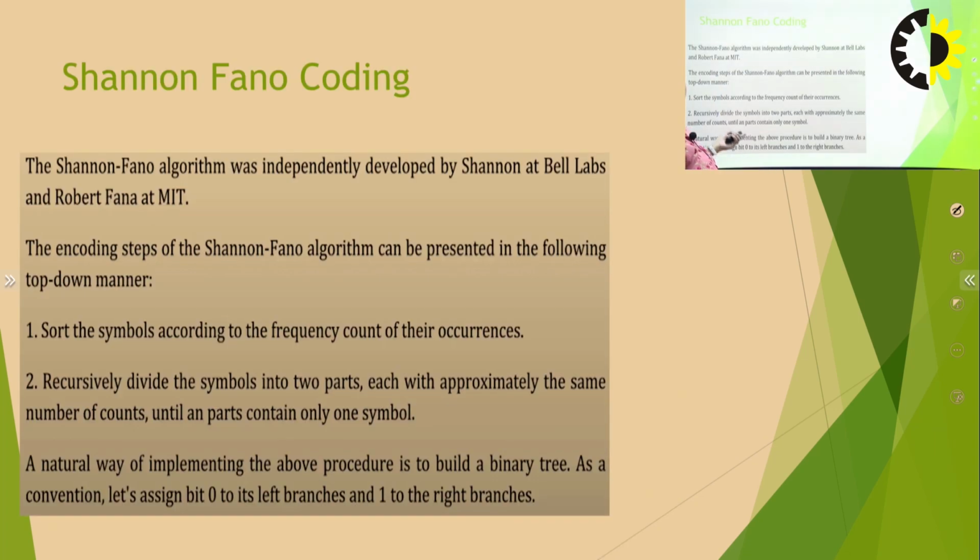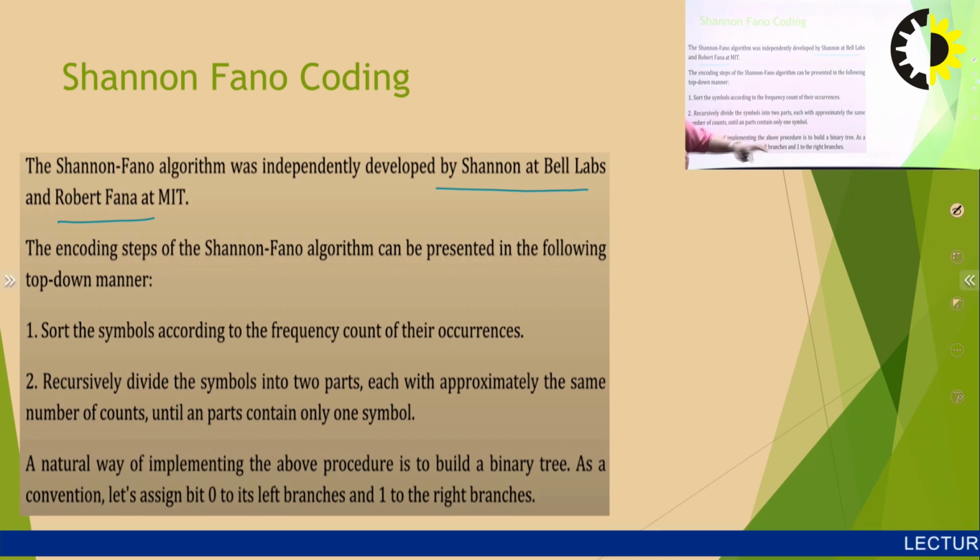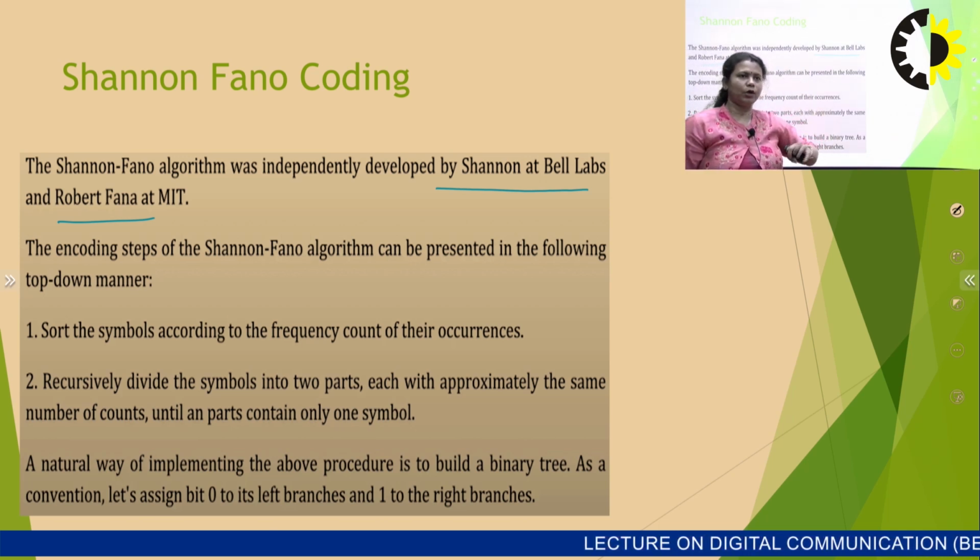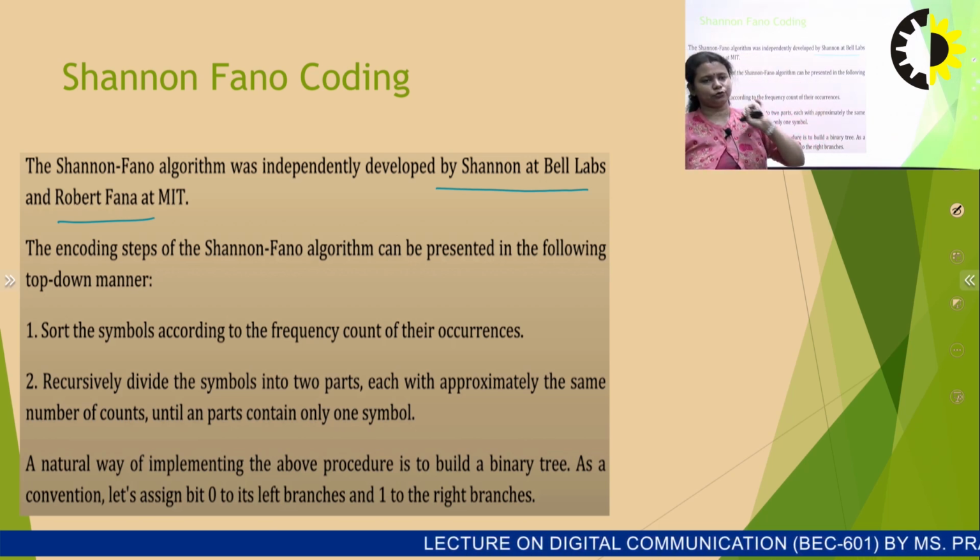So then another method is Shannon-Fano coding. This is also a source encoding method, and it is also used for data compression. It was developed by Shannon at Bell Labs and Robert Fano at MIT. Basically, in it also we are sorting the symbols according to the frequency counts. Then we are dividing them into two parts. So in Huffman coding, we put them in decreasing order and then add the last two probabilities.